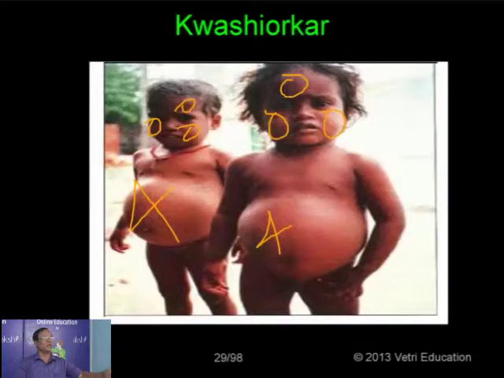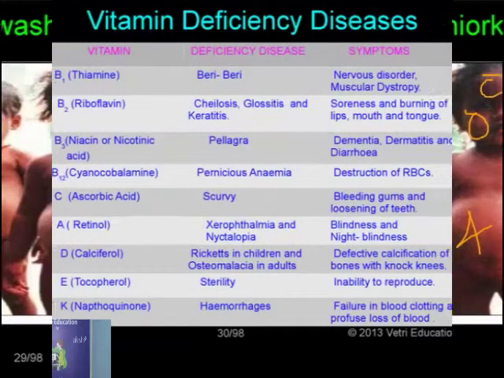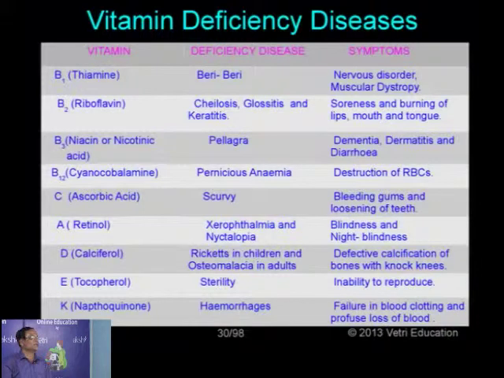Kwashiorkor is seen above 1 year of age, and marasmus below 1 year of age. This one is because of only protein deficiency. That one is because of both protein and calorie deficiency. So another nutritional deficiency disorder is seen, the protein deficiency disorders or protein energy malnutrition.